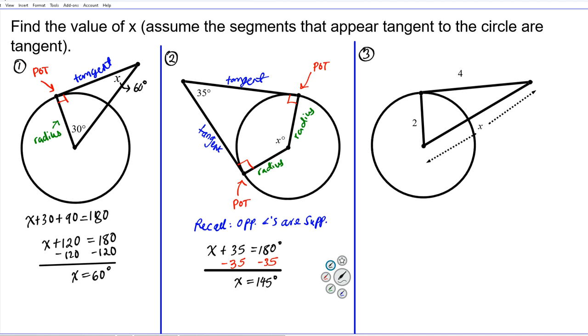Now we're working with the sides. Okay, previous problems we were working with the angles. So let's label the sides here. So this is a tangent line right here. This is a tangent. And then this is a radius right here.